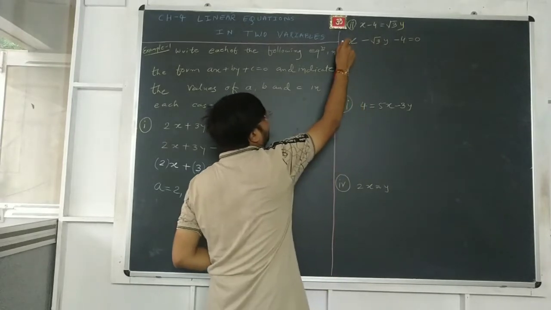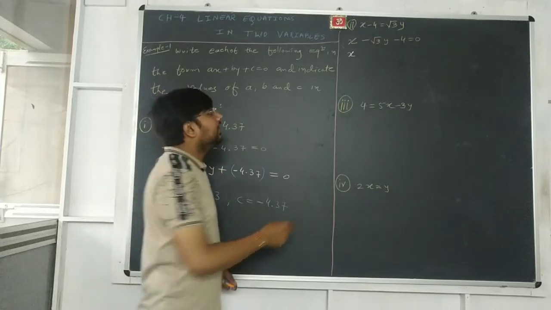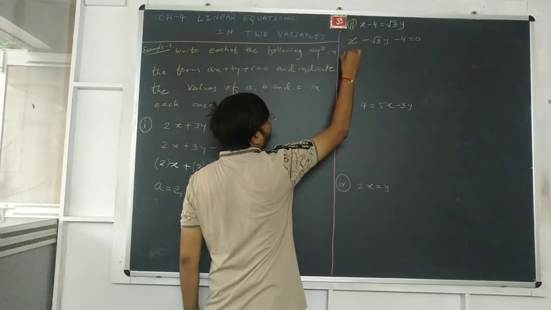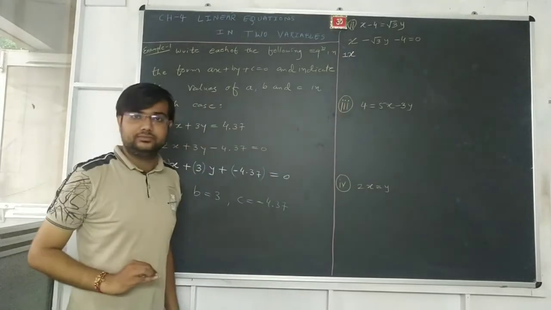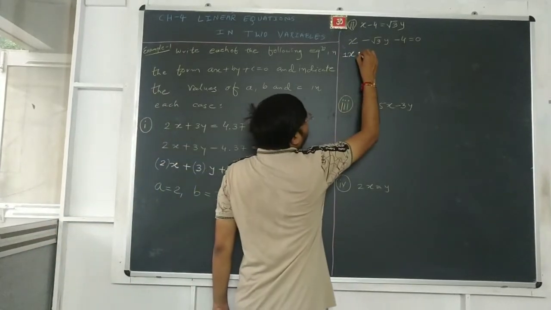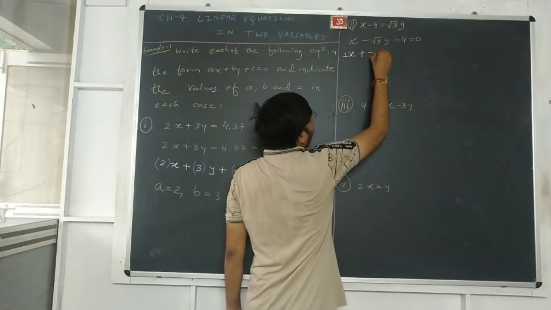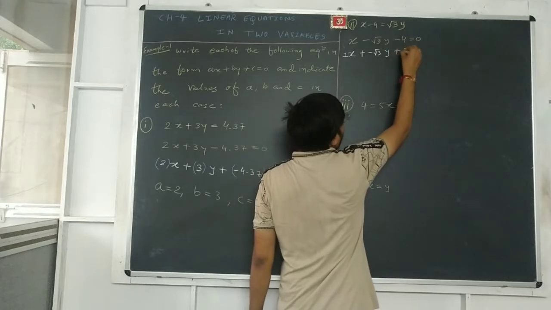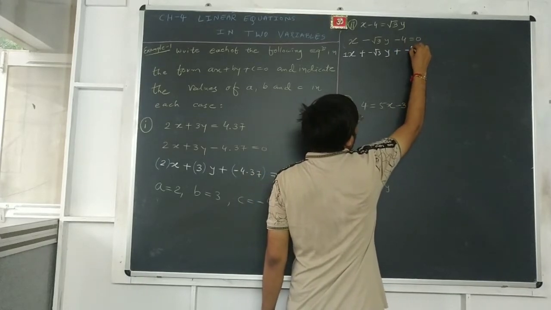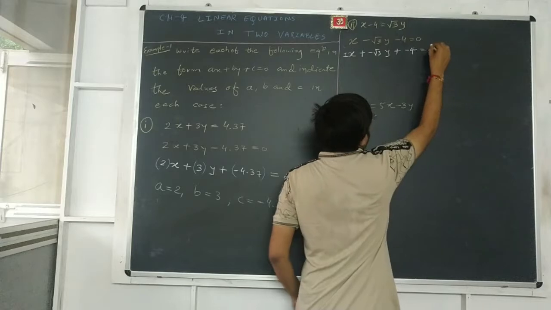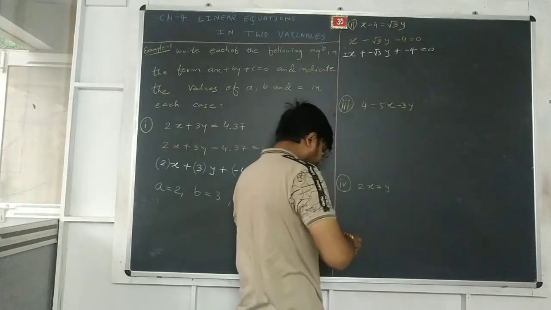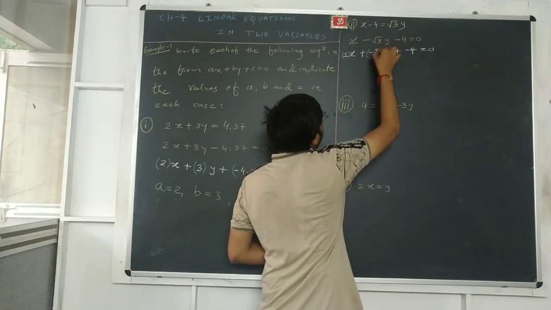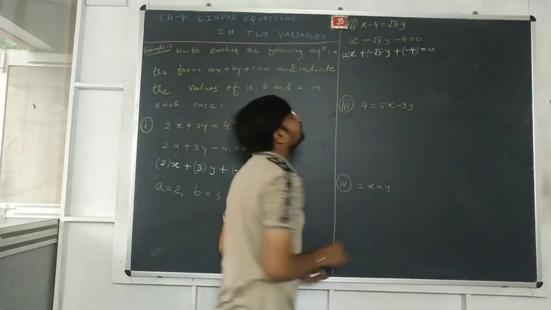Now we look at x. Here, suppose there is nothing else, so what will be here? We can write 1 into x, that is x itself, right? Here plus negative root 3 into y plus negative 4 is equal to 0. Okay, we are putting that 1 here, minus root 3 and minus 4.